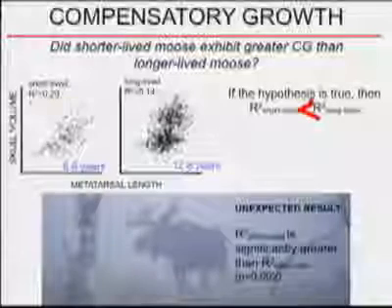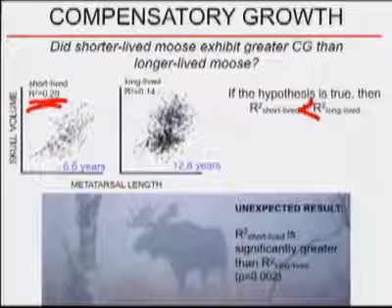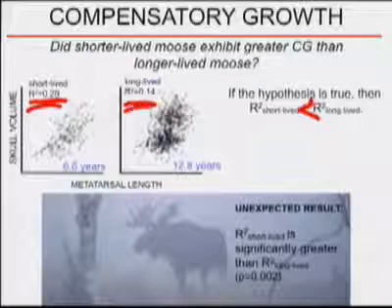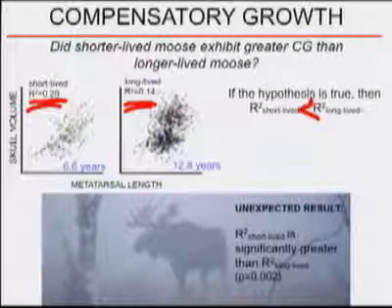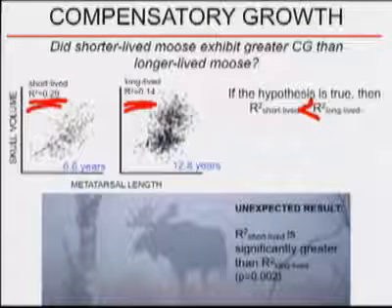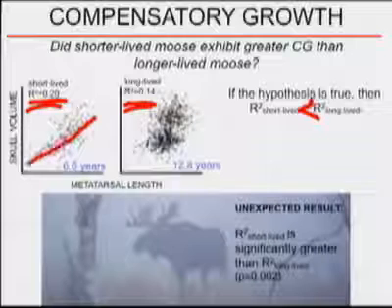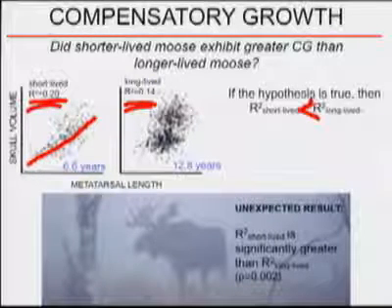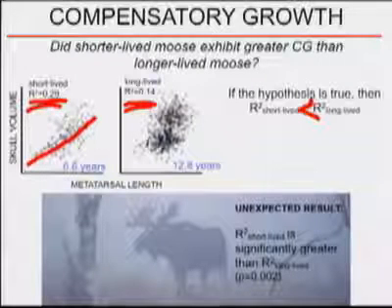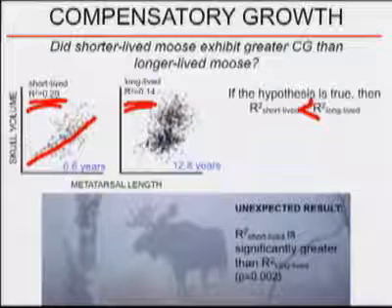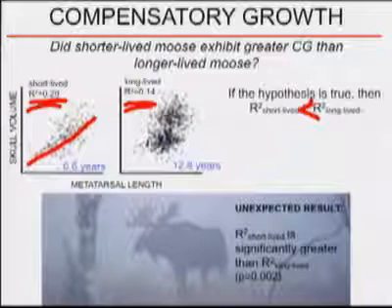And here's what we find: the R squared for these short-lived moose is 0.29, and the R squared for these long-lived moose is 0.14. This is opposite of what we expect. Relatively speaking, these short-lived moose had a high R squared. They are not exhibiting quite so much compensatory growth as the long-lived moose. The long-lived moose with the low R squared value appear to have had more compensatory growth.